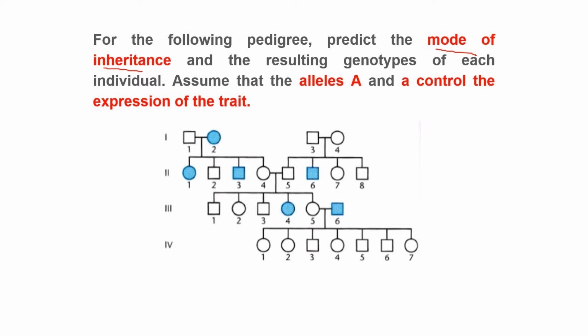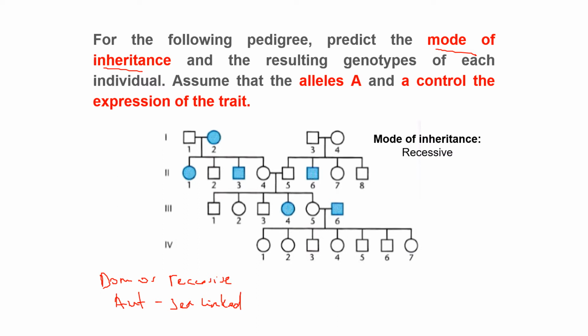So remember, they are asking you, is this dominant or recessive? And they can be asking you, is this autosomal or sex linked? So let's try to solve it. Just take 1 minute, think about it, and I will give you the answer in a second. So the answer here is the mode of inheritance is recessive. That is autosomal recessive. So let's study why.